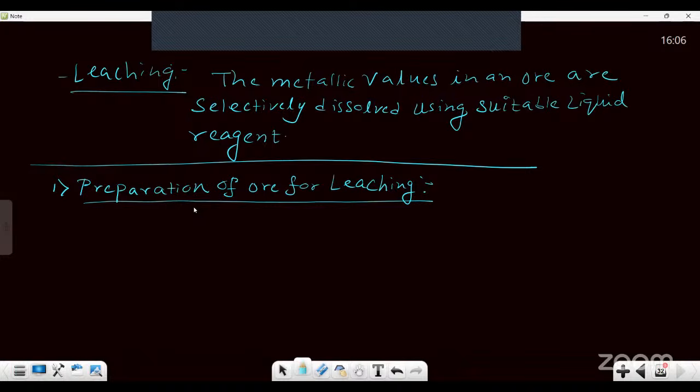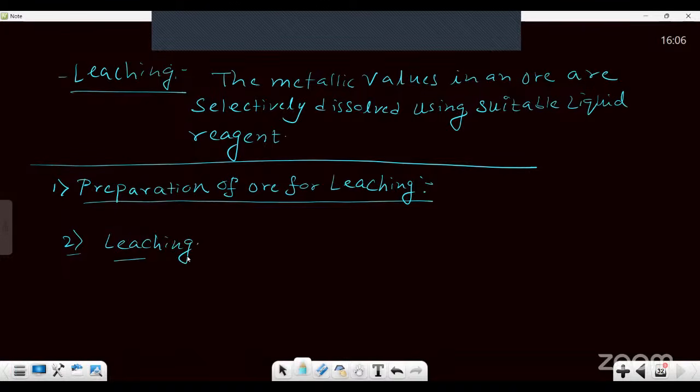Some sulfides are not soluble in the leach liquid. Those sulfides which are not soluble in the leach liquid have to be roasted first, so that the sulfides are converted to oxides or sulfates, and then we will start the leaching. So preparation of ore for leaching is important, followed by the leaching itself.